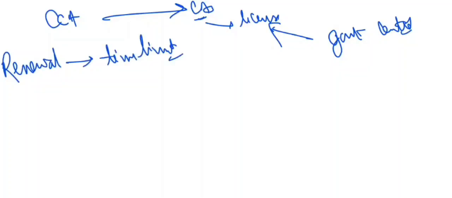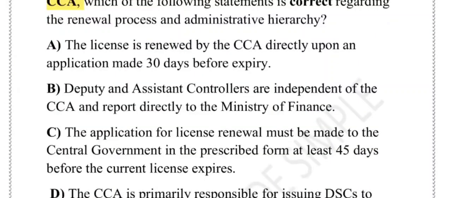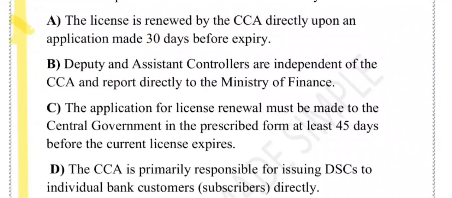If you look at the options, option A says the license is renewed by the CCA directly upon an application made 30 days before expiry. What do you think? Is it correct? This is incorrect. Why is it incorrect? Let me write it down. Option A is incorrect because the timeline is 45 days, not 30 days.